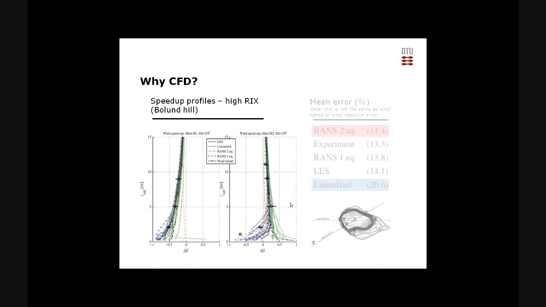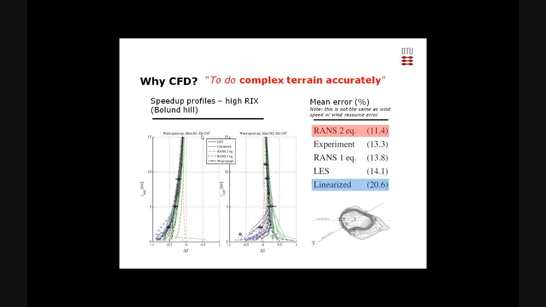I also have some average errors on the speed-up, and we can clearly see these are for all the locations on this Bolund Hill. And it seems like these RANS models, these CFD models, did very well. They were able to reduce the errors. So why do we want to use CFD? Well, that's because we see these improvements in complex terrain. So we want to be able to simulate complex terrain accurately.